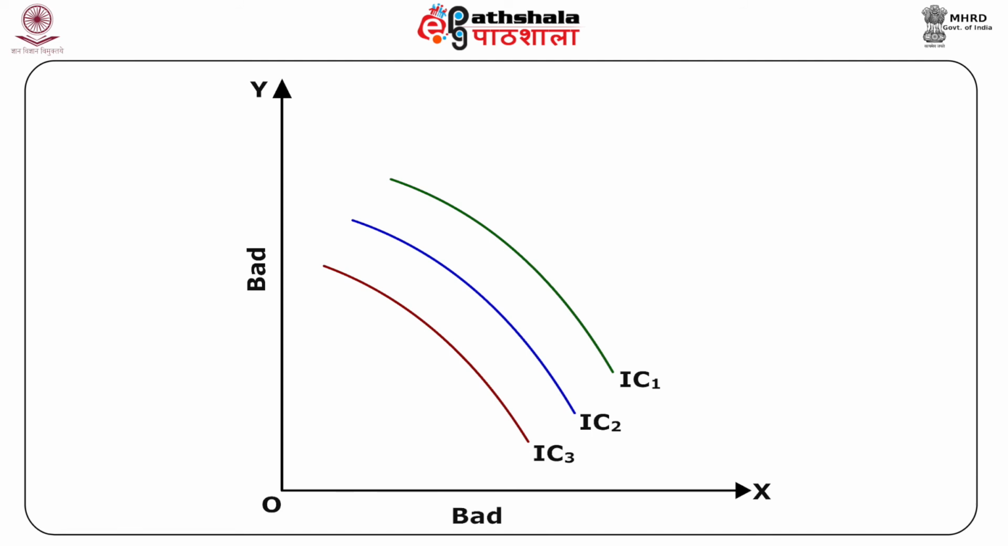As the consumer goes down the indifference curve, the absolute slope increases and hence the marginal rate of substitution increases. This means that equal successive increases in the amount of X will have to be compensated by more and more reduction in the quantity of Y. Now you can see figure 14.